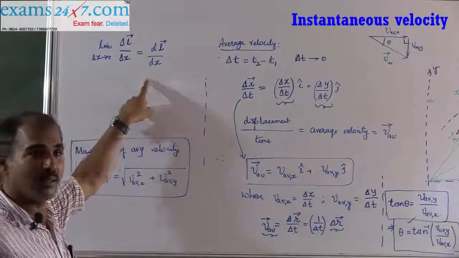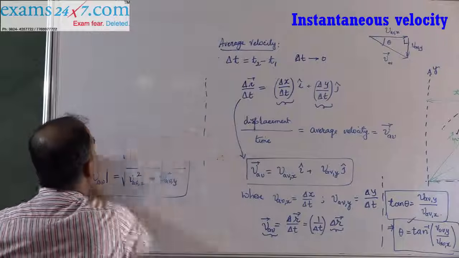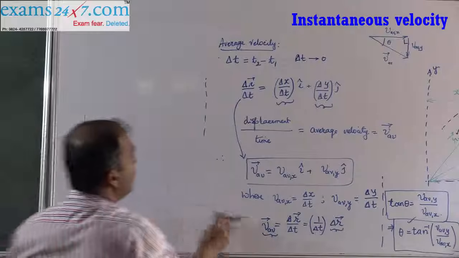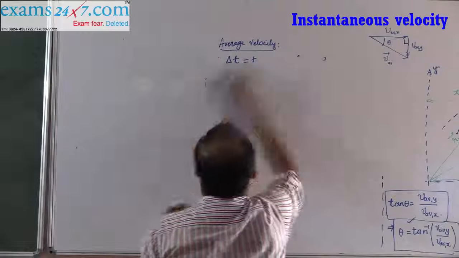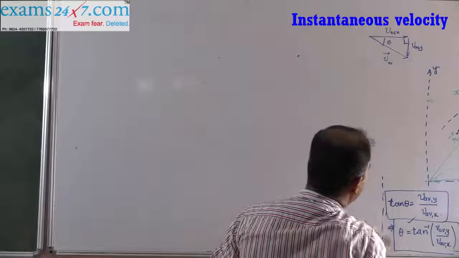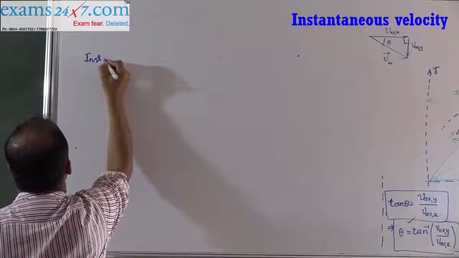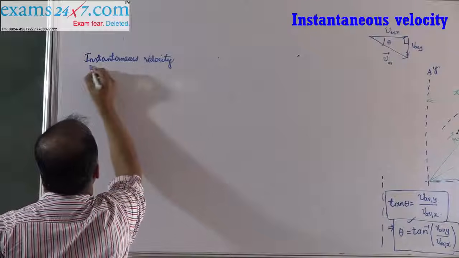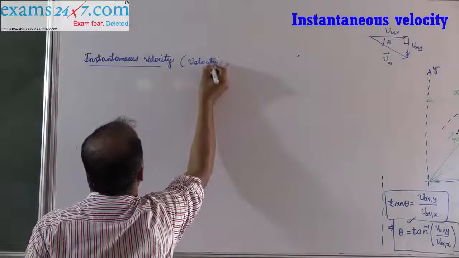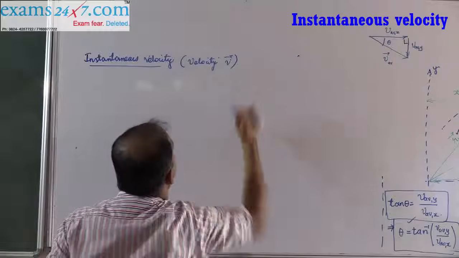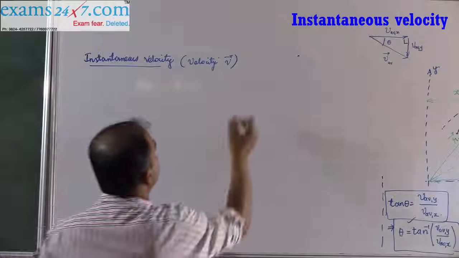So we want a quantity which gives us the velocity of the particle moving in the plane at a given time instant, and that quantity we call instantaneous velocity. Instantaneous velocity, or from now on simply velocity, and from now on its notation is going to be v vector. So how do we find the instantaneous velocity?